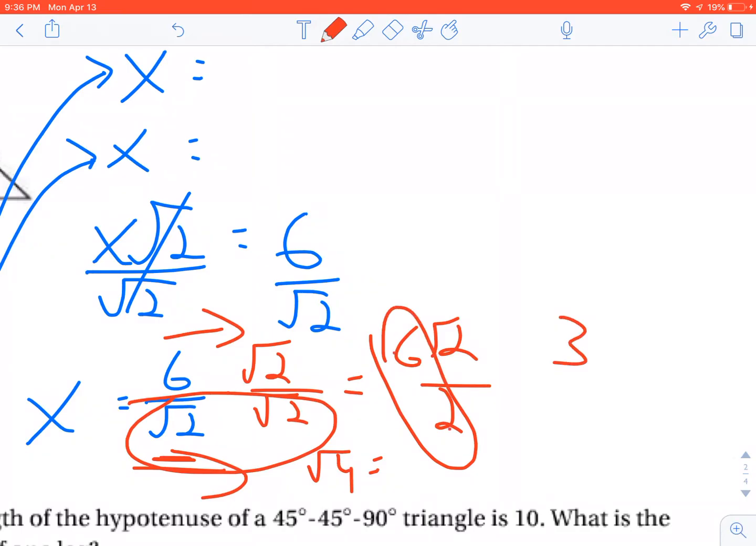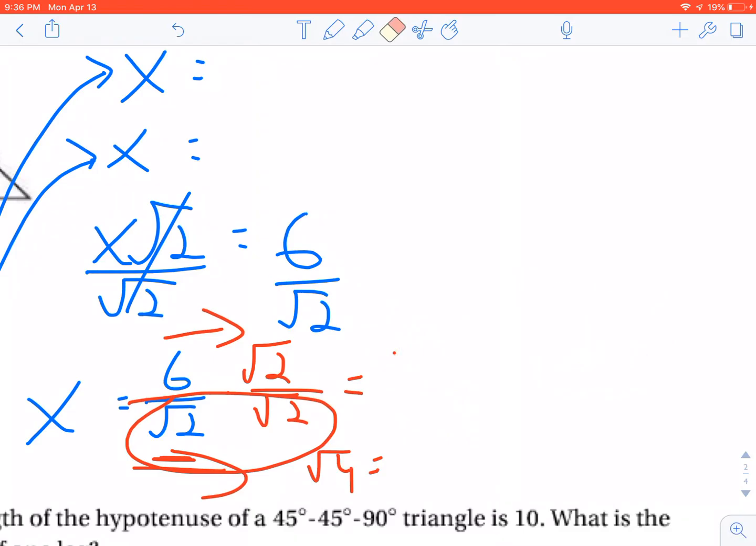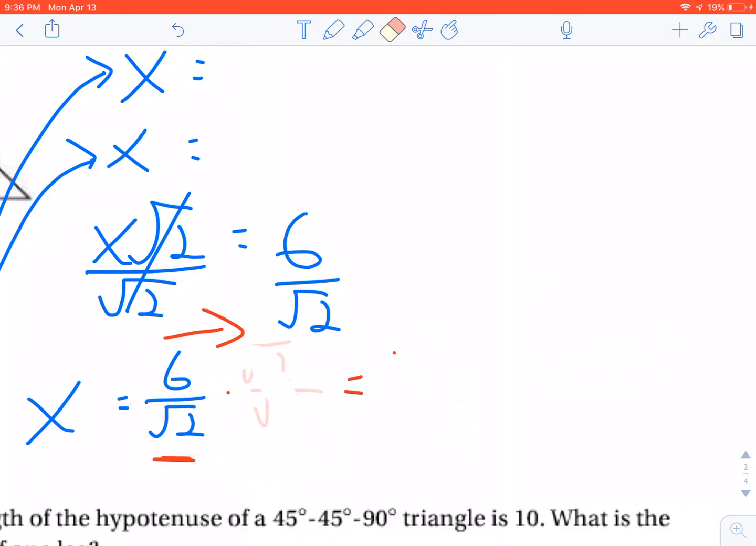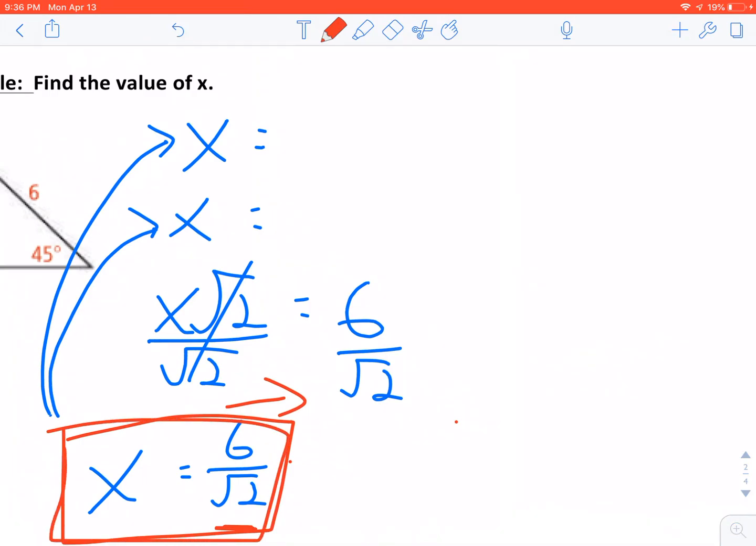6 divided by 2 is 3, and this would actually be your answer. But, like I said, because we are not in person, because you're doing this online, because this is hard enough as is, I will simply accept this to be your answer. So your final answer for online geometry is going to be 6 radical 2.